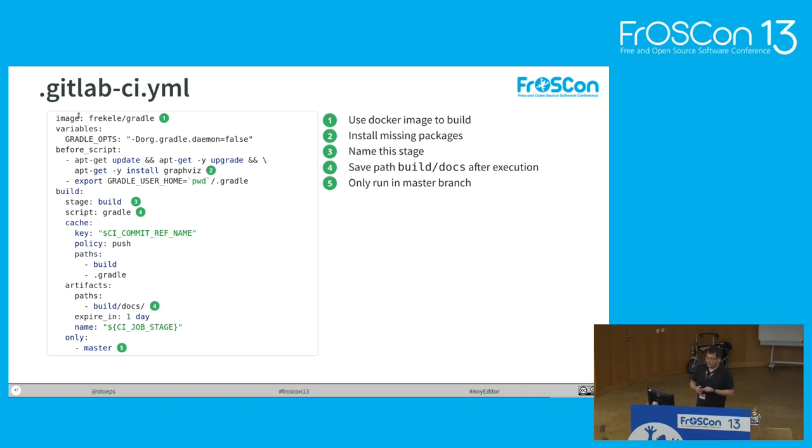We name the stage build. We start the script gradle, so just gradle without any option. And as artifacts, we want to get everything in the folder build/docs as an artifact. We will see that later. And that build only runs in the master branch, that's callout 5 here. So that's, first of all, just copy and paste. You can reuse it here.